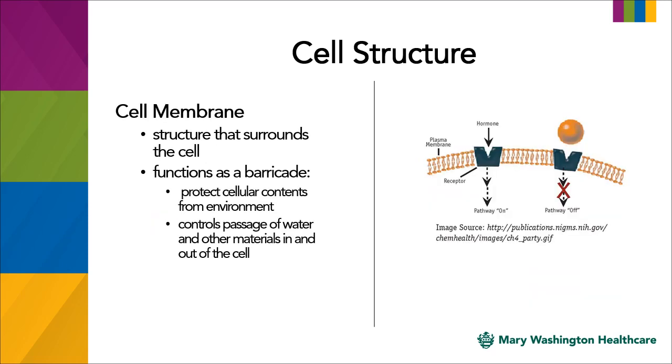The cell membrane is a structure that surrounds the cell. It's a single cell membrane. It functions as a barricade by protecting cellular components from the environment, and it controls passage of water and other materials in and out of the cell.